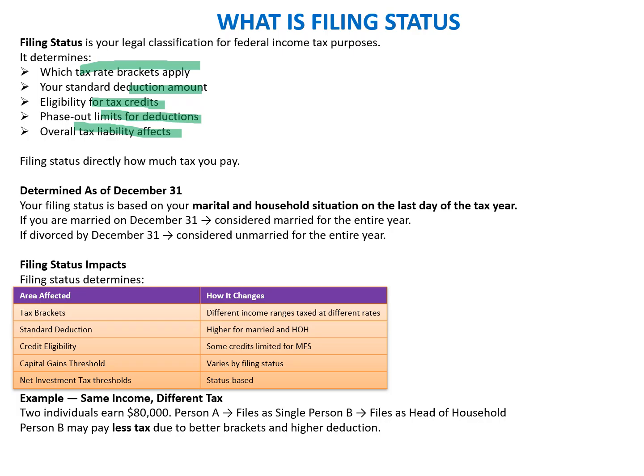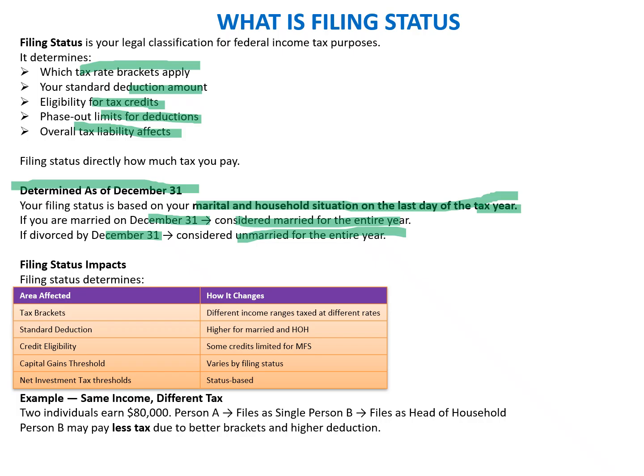So the most important thing is that it is determined as of 31st December every year. Our filing status is determined on the marital status and the household situation on the last day of the tax year. So if you're married on December 31, you are considered married for the entire year. And if you're divorced by 31st December, you are considered unmarried for the entire year. So whatever status is prevailing on 31st December of a tax year, that will follow for filing the tax return for that particular year.